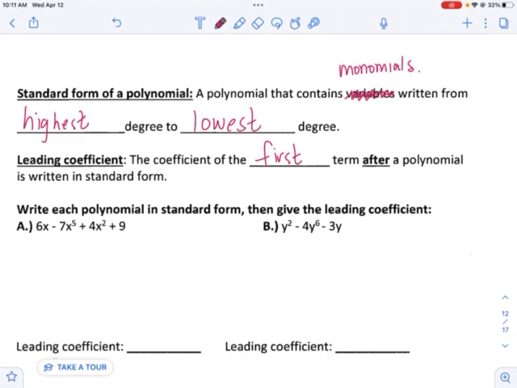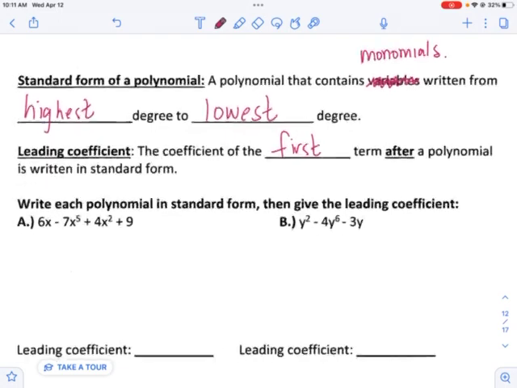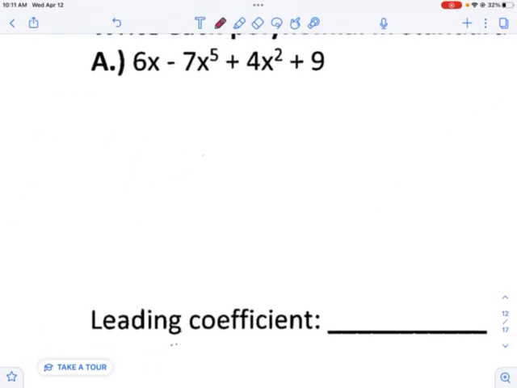Let's look at letter A. We're asked to write each polynomial in standard form, then give the leading coefficient. So just as before, I'm going to first do the pencil mark trick, so I know that's a negative 7x to the 5th. I have 4 terms. How would we name this?